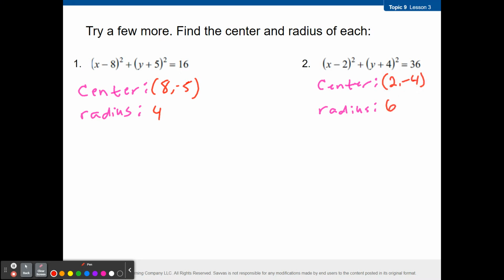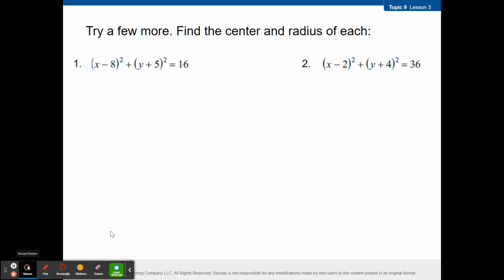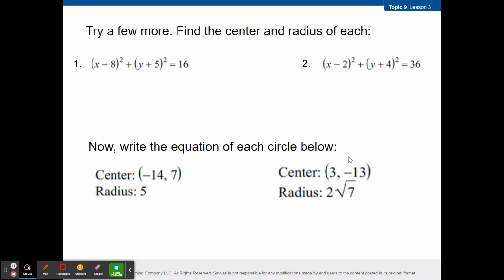Any questions on that? So far, pretty easy stuff, right? Just the identification, not too bad. Is there anything I can address, though, before we move on? Now let's flip-flop the process. I want you guys to write the equations given this information now. Go ahead.